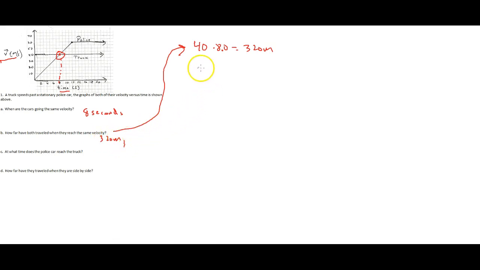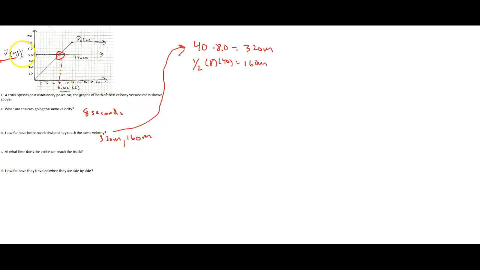How far has the police car gone? Well, this is a triangle, right? It's not been going 40 the whole entire time. In fact, initially it starts at rest, so it's going to be going half as far. Or we can just simply look at the triangle as well. One half, the base is 8, the height is 40. And I get 160 meters.